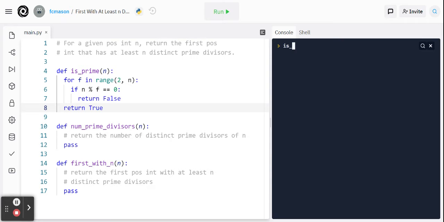So let us test the function is prime. And we'll just do the usual sequence here. So 2 and 3 should be true and true. 4 should be false. Let's think about what happened when we sent 4.